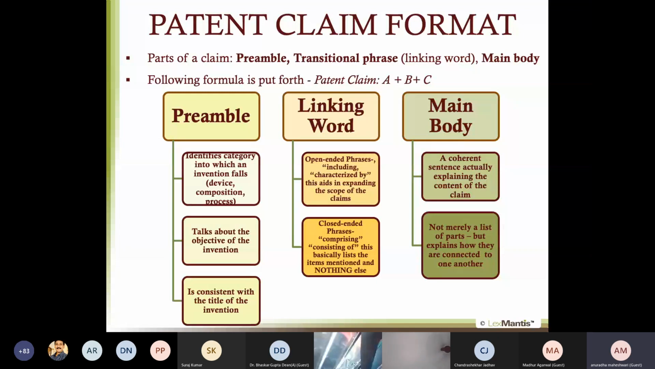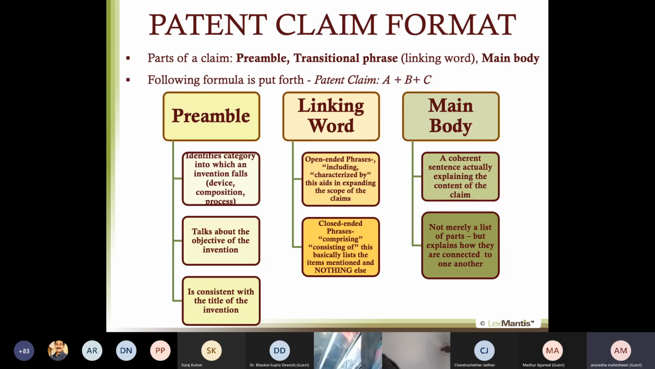All that is written in the preamble. All right. The preamble talks about the objective of the invention and is consistent with the title of the invention. The linking word. So we then go on to the word which is going to link the preamble with the main body. So that is an open-ended phrase.